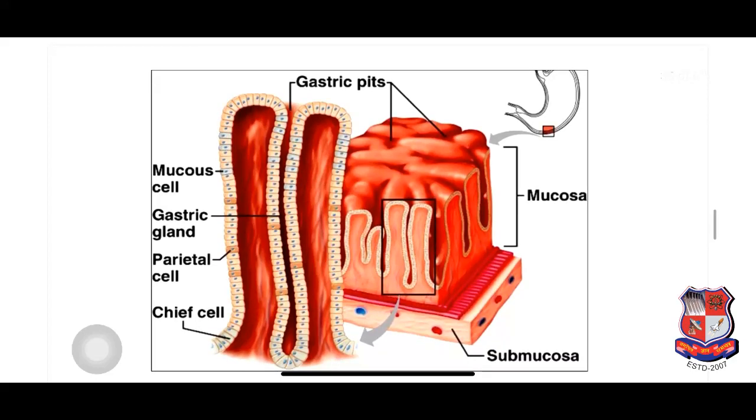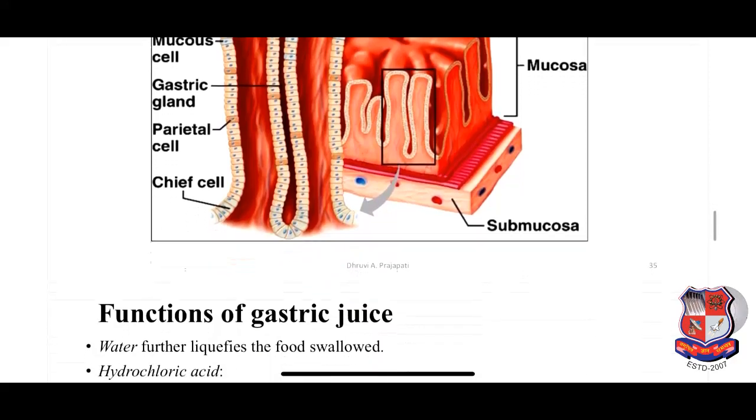Here in the diagram you can see the position of mucus cell, gastric gland, parietal cell, chief cell, gastric pits, and these are the layers of mucosa, submucosa. The outer layer from the submucosa is called the muscle layer, and the outermost layer is called the serosa, which is not seen in this diagram.